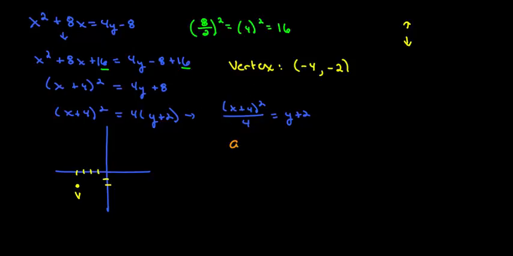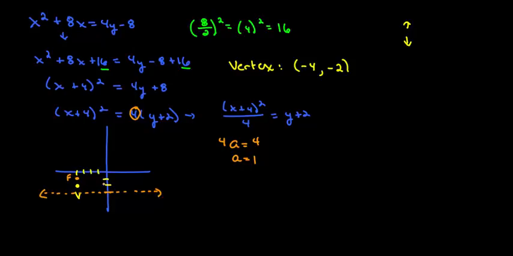So the a value, that's the length out from the vertex to the focus and also back to the directrix. The a value is equal to, well, 4 times a is equal to this value out front here. So that means a is going to be equal to 1. So that means that if I go 1 unit up, I have my focus, and if I go 1 unit down, I've got my directrix line.